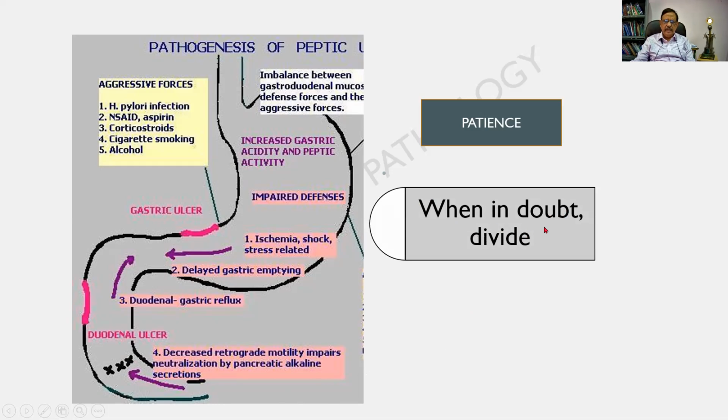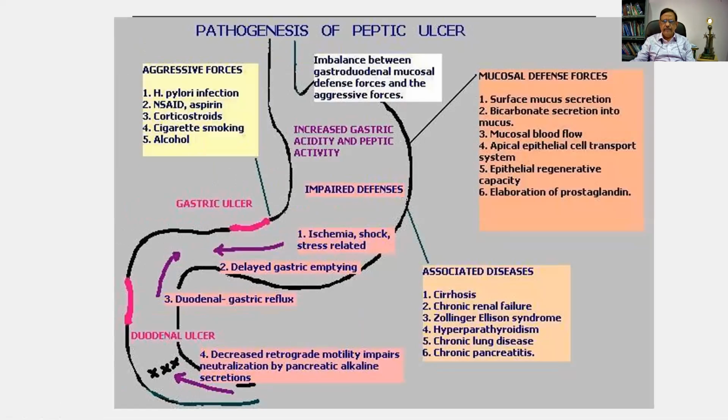Whenever something is very large, divide. When in doubt, divide, and you people should have some patience. A star slide, kindly remember. And now I have completed. And what are the other brackets? No, I find that there can be the mucosal defense mechanisms. Say, for example, surface mucus or bicarbonate secretion. And there can be some associated diseases not at all connected with the stomach. Cirrhosis, renal failure, Zollinger-Ellison syndrome, etc., which can result in peptic ulcer. Another star. Please at least remember the major boxes.